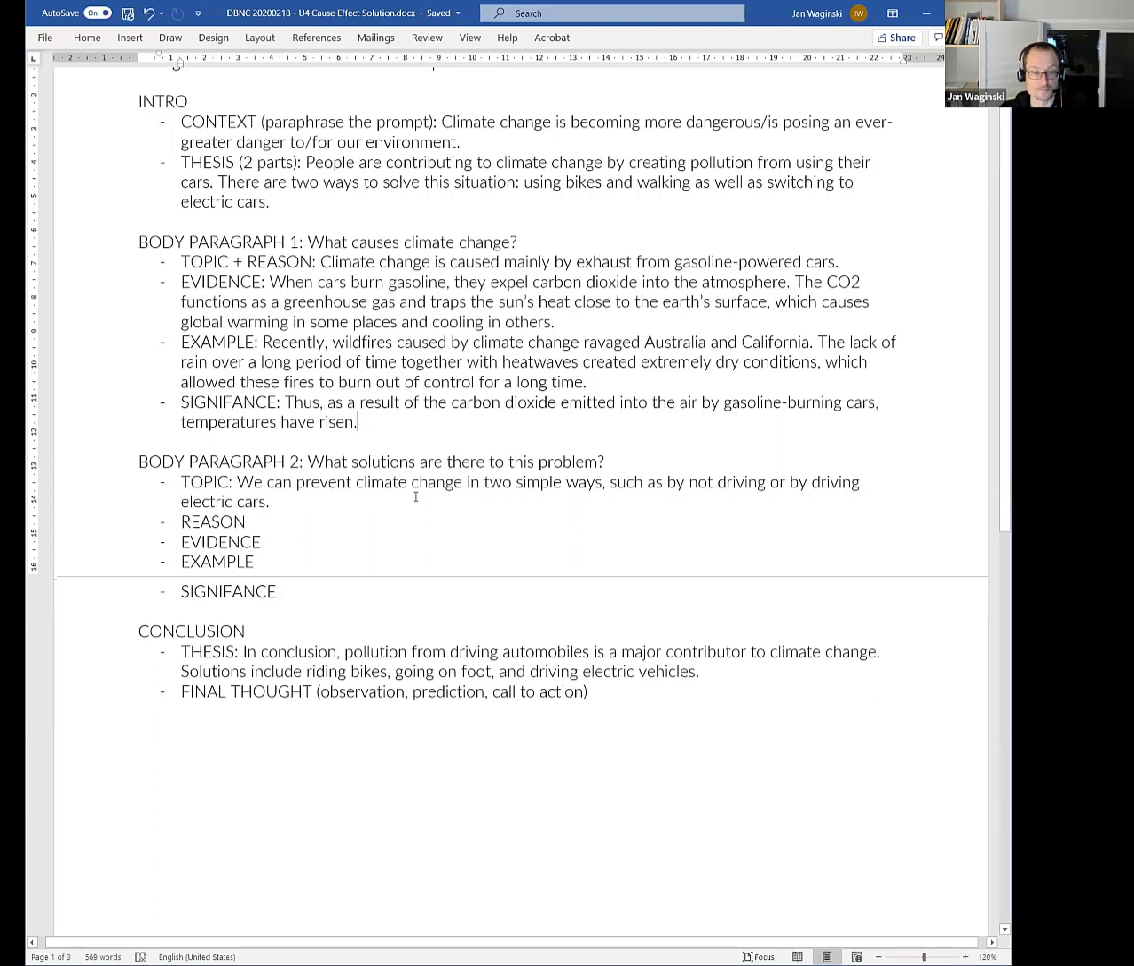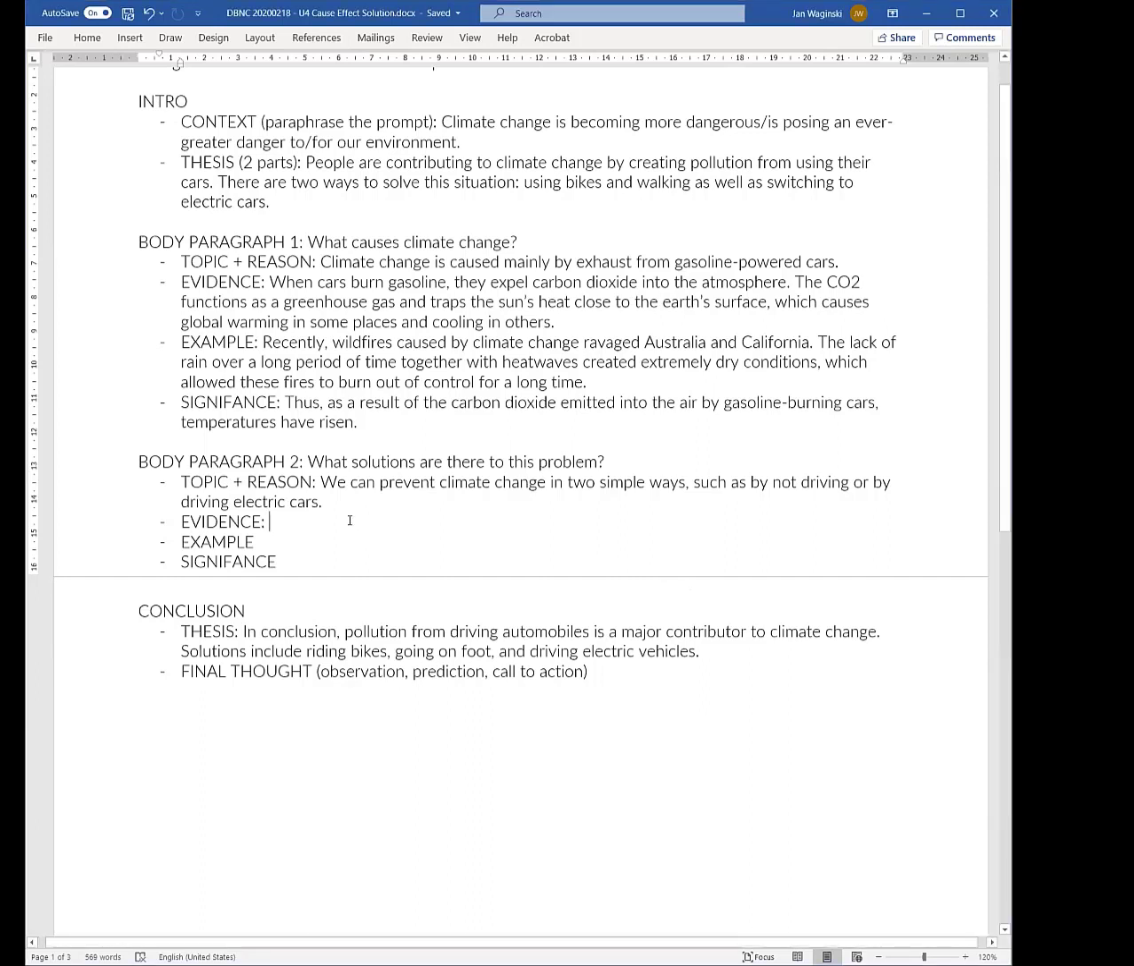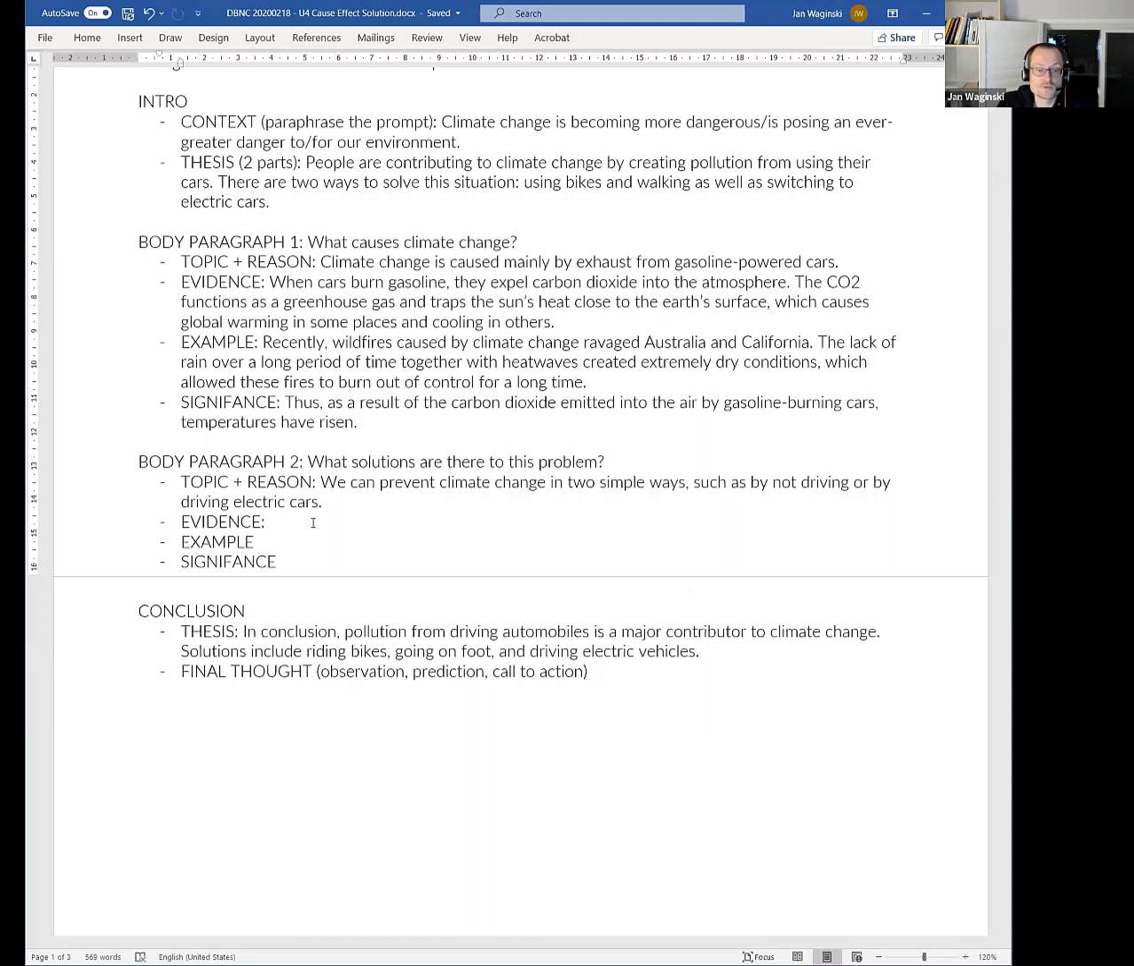What about solutions? Okay, so we've got our reason here. Okay, how do we know this is true? Because of the researchers. Researchers show that using electric cars is much healthier for our climate, not healthier maybe. Don't think too hard about this. Don't overthink it.